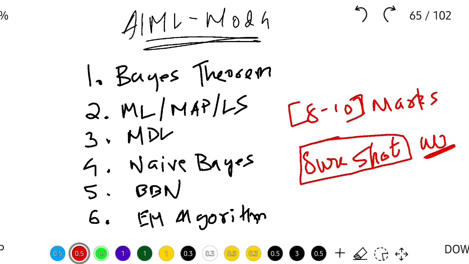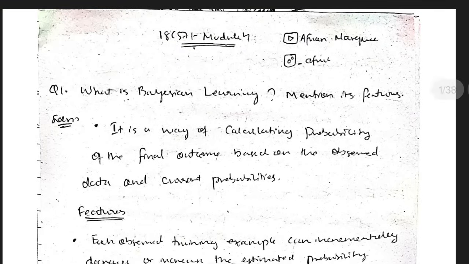So let's get started with the first topic, which is Bayes theorem. In Bayes theorem, how many types of questions can be asked? Three types of questions can be asked.